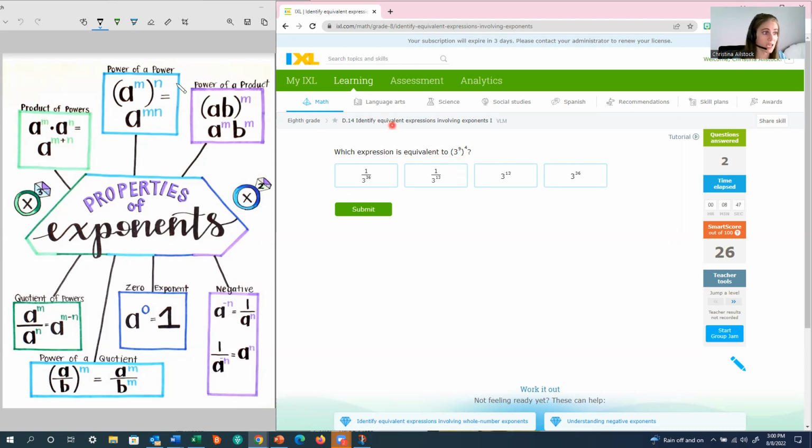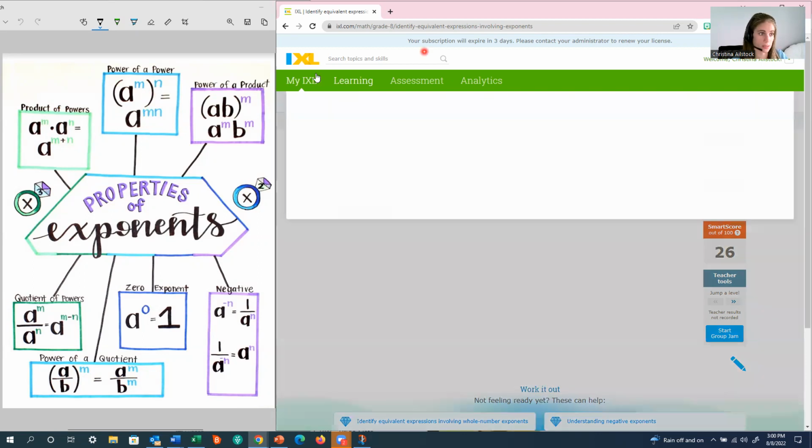Another way of saying that is right here in blue. We have a power, 3 to the 9th, being raised to another power, the 4th. To simplify that, we can multiply our exponents.